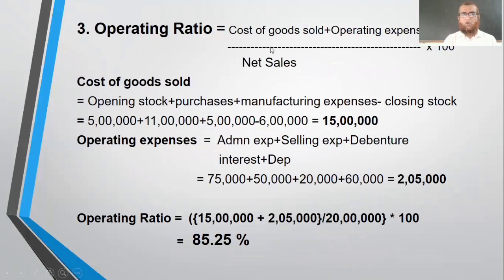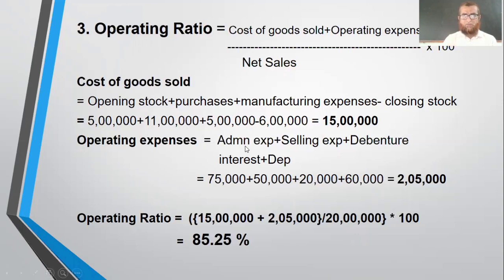Let us move to the next ratio, operating ratio. The formula is cost of goods sold plus operating expenses divided by net sales into 100. So here cost of goods sold is equal to opening stock plus purchases plus manufacturing expenses minus closing stock. Opening stock is 5 lakh, purchases is 11 lakh, manufacturing expenses is 5 lakh, closing stock is 6 lakh. All these items can be taken from trading account. So answer is 15 lakh. Cost of goods sold is 15 lakh.